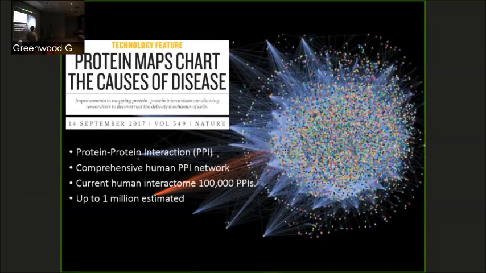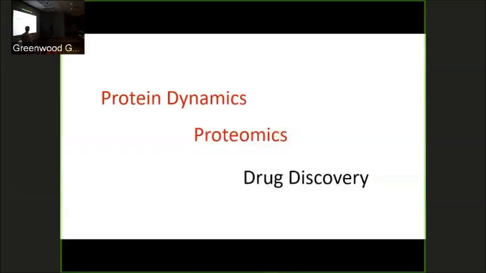So this is another paper, again in Nature, this is in 2017, saying that the goal is to develop a comprehensive human protein-protein interaction network. We're currently at 100,000 interactions, and the goal is to reach somewhere around 1 million. So we can call that a work in progress. So that brings us from protein dynamics and proteomics down to drug discovery.